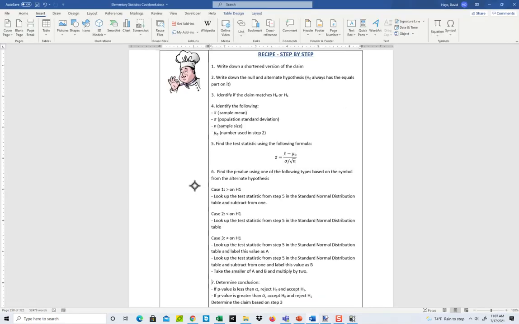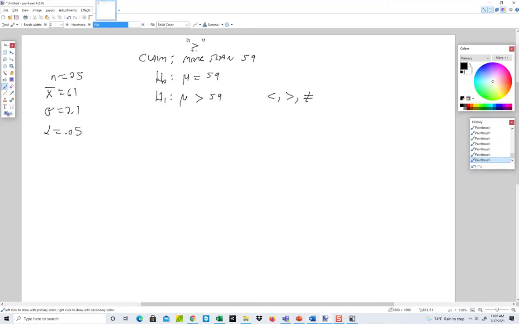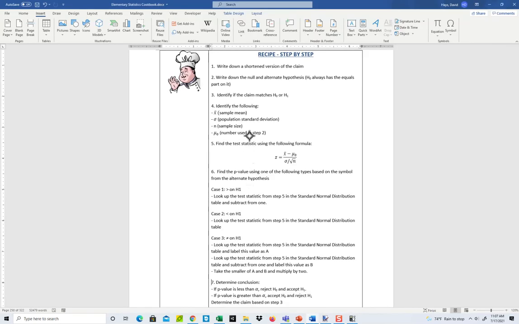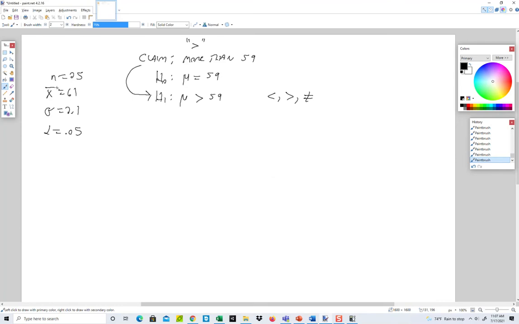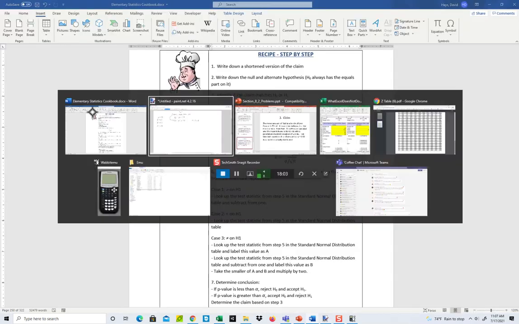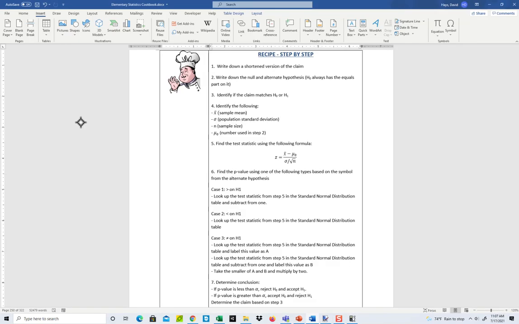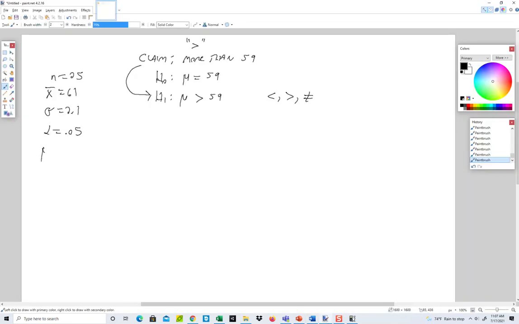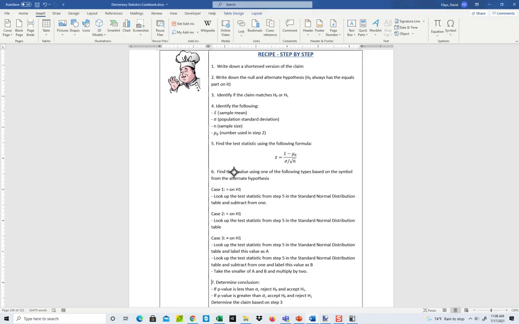Step 3, identify the claim. If the claim matches H0 or H1, it's based upon your symbol, greater than. So the claim matches H1. Step 4, identify the following. X bar, which is 61. Sigma, which is 2.1. n, which is 25. And then mu naught, which is a number used in step 2. So mu naught, and that's alpha. I don't make them very well. Mu naught will be 59. Whatever the numbers are, on any of these, they should be the same for your basic problems.